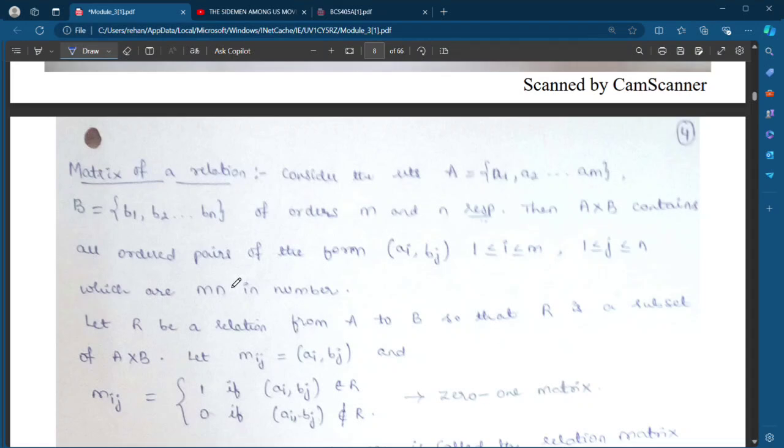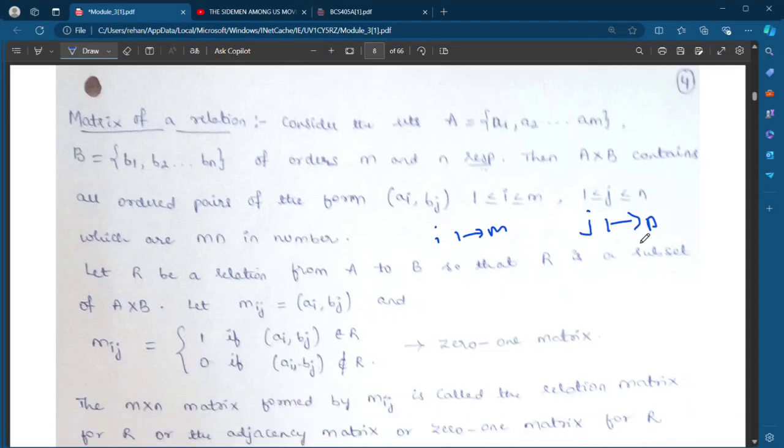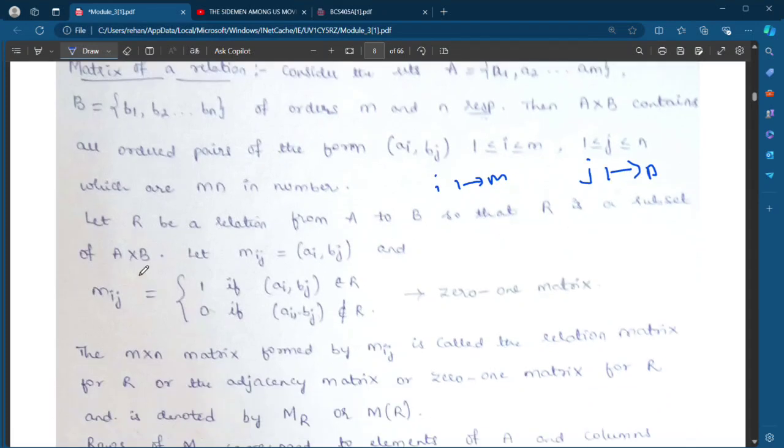Now we have the matrix of a relation. Consider the set A equals A1, A2, and so on up to Am, and B is the set B1, B2, and so on up to Bn, of order m cross n respectively. Then A cross B contains all the ordered pairs of the form (Ai, Bj), where 1 is less than or equal to i less than or equal to m, and similarly 1 is less than or equal to j less than or equal to n. In the sense, i is from the range 1 to m, and j is from the range 1 to n. Okay, that's what it means, which are mn in number, m into n in number. So 1 to m and 1 to n, I just multiply m and n. Let R be a relation from A to B, so that R is a subset of A cross B.